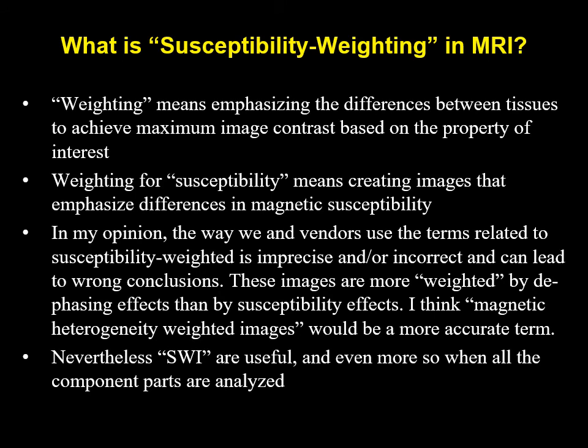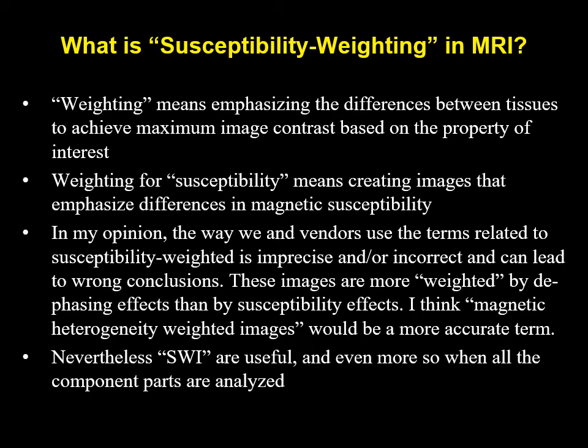So I'm just going to go full circle here and look at what susceptibility weighting in MRI is. In my lexicon, weighting means the emphasizing of differences between tissues to achieve maximum image contrast based on the property of interest, whether it be the T1 relaxation, the T2 relaxation, or the magnetic susceptibility. So weighting for susceptibility means creating images that emphasize differences in magnetic susceptibility.